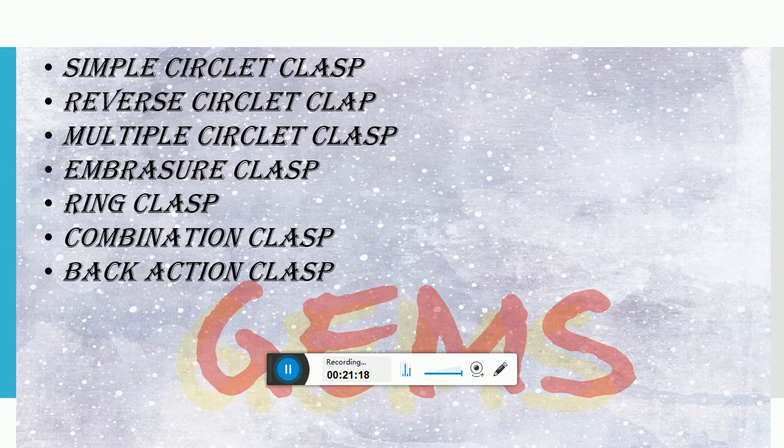We will see the images in the GEMS Plus group. Don't worry about the images. Okay, don't worry about the pictures, diagrams. We will do it. Next, we have reverse circlate or the reverse approach clasp.